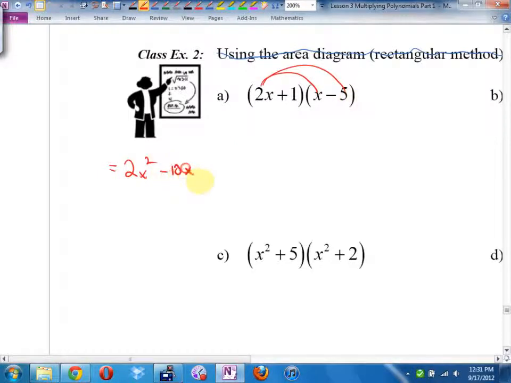Negative 10x. Then you learned inside. I just remember the second guy times the first guy. Positive 1x. This is about the only time I will put the 1 there, just to remind myself that it's there. And then positive 1 times negative 5, which is negative 5. That's a 10 for those of you who are trying to read my hideous writing. And we gather like terms. 2x squared, negative 10 plus 1, negative 9x, minus 5.